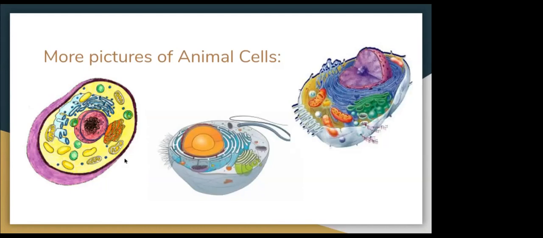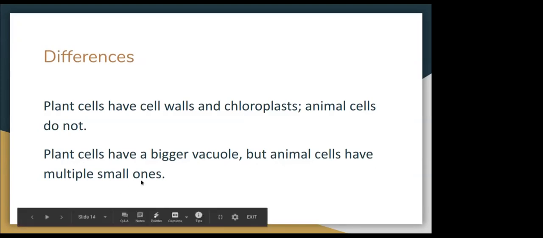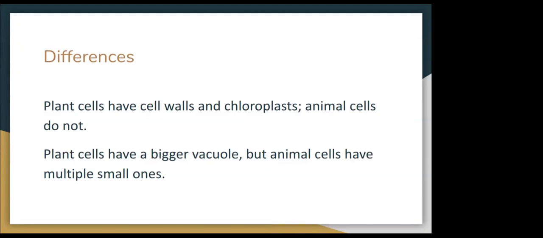All right. So let's go over the differences again. Plant cells have cell walls and chloroplasts. Animal cells do not. Chloroplasts allow the plants to make their own food. Animals have to eat their food, either from plants or other animals. Plant cells have a bigger vacuole, takes up a lot of space in the cell. Animal cells have multiple little ones. Those are the main differences we're going over today.